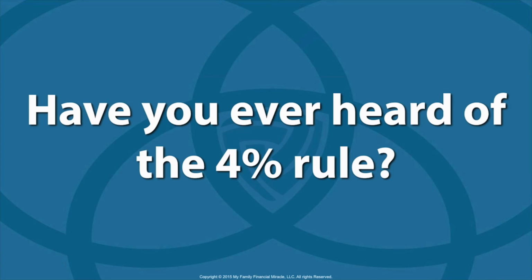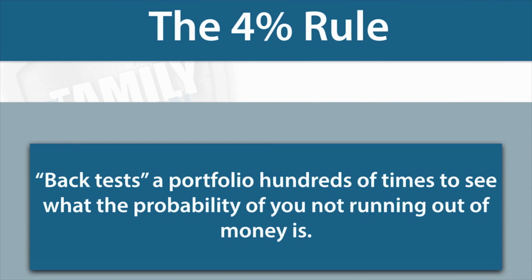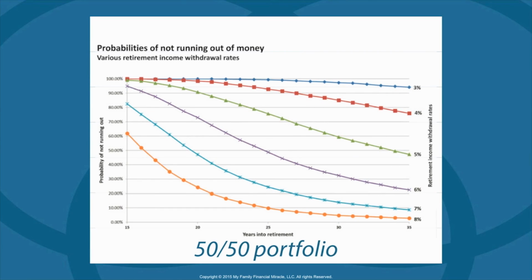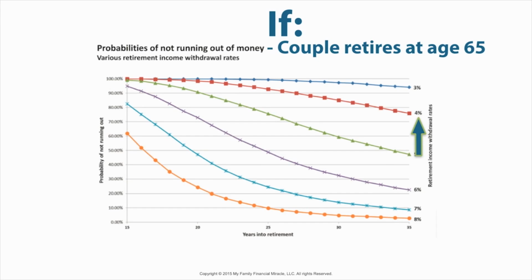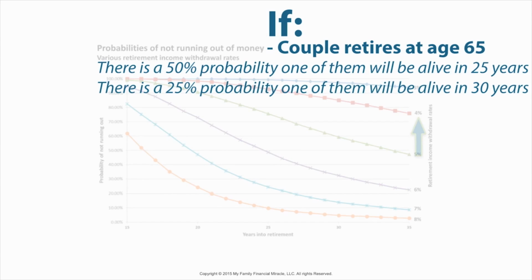How many of you have ever heard of the 4% rule? This is a Wall Street probability calculation. It backtests a portfolio hundreds of times to see what the probability of you not running out of money is. It is not a guarantee. This is a chart of the 4% rule on a 50-50 portfolio. That is 50% stocks and 50% bonds. If a couple is retiring at age 65, there's a 50% probability that one of them will still be alive in 25 years. There's also a 25% probability one of the two will still be alive in 30 years.